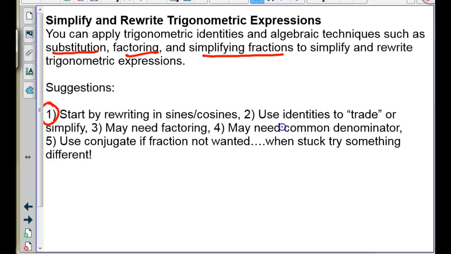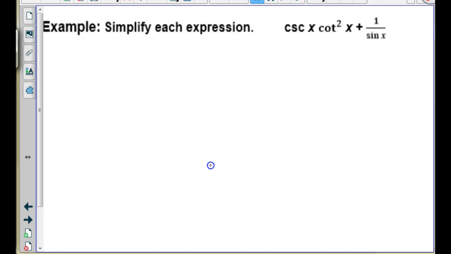You may need factoring, may need common denominator. Okay, if you have fractions, get a common denominator. And if you have a fraction that you don't want, you can use the conjugate of the denominator to get rid of it, and we'll talk about that, okay? And it says when you get stuck, go back and start and try something different. So these are not proving yet. I'm not going to tell you where to get, which for me is always a struggle because I'm like, okay, when am I done then if you don't tell me where I'm trying to get?